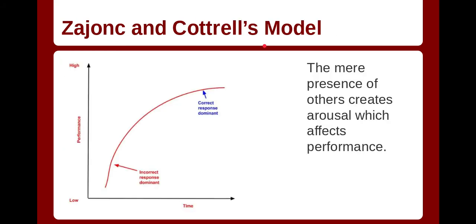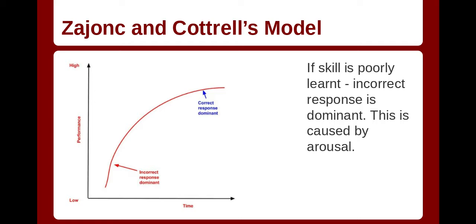So moving on to Zajonc and Cottrell's model. Zajonc and Cottrell have said that the mere presence of others creates arousal, which affects performance. Okay, but it's to do with how well learned the skills are. So if a skill is poorly learnt, the incorrect response is dominant, and this is caused by arousal. If you've been learning something, it's not a particularly well learned skill, and you're highly aroused, you're not going to be able to execute that skill very well.